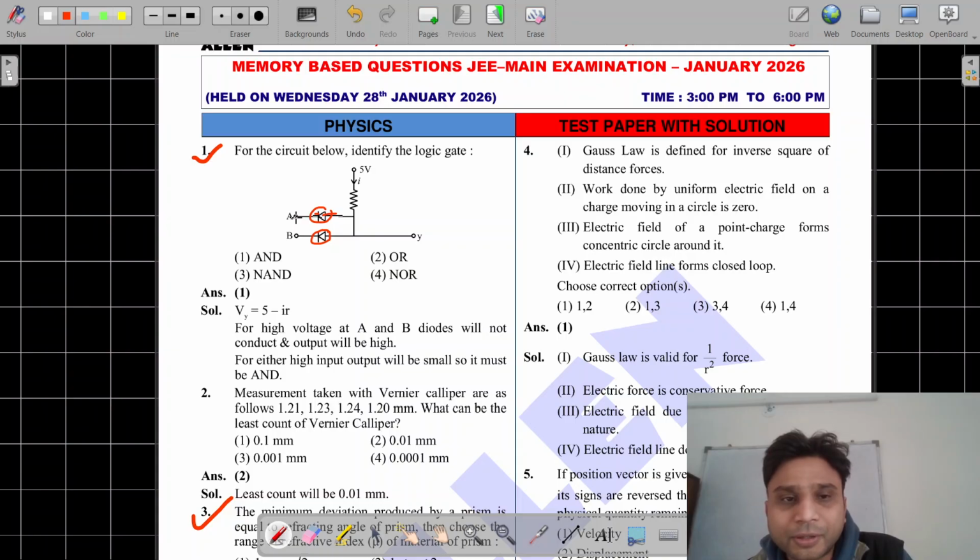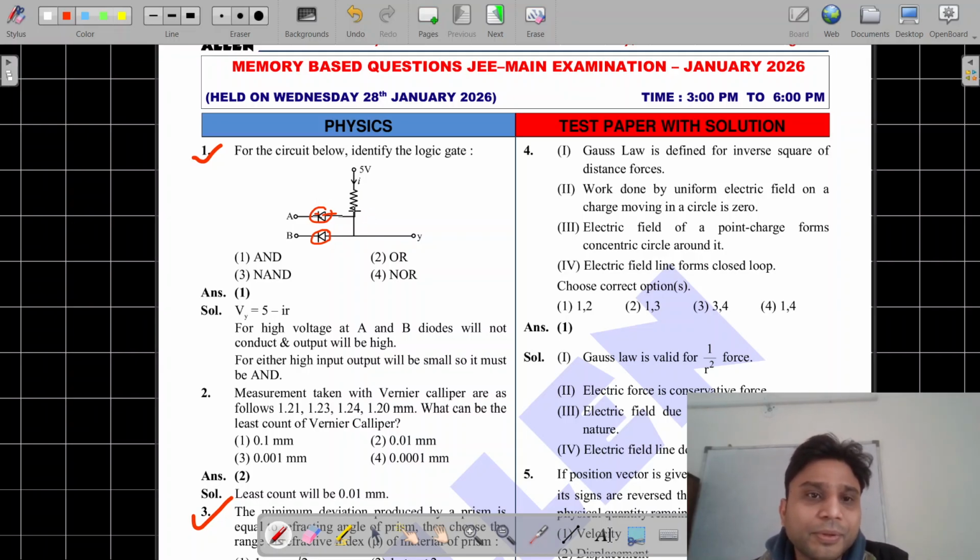In the same way, the condition which we were earlier stating, that if the current would flow from A to Y, it would be in a reverse bias condition, that would have been the case had there been no presence of this 5 volt potential. But since this 5 volt potential is there, A will actually get forward biased. In the same way, if B is also having lower voltage than 5 volts, it will also get forward biased.